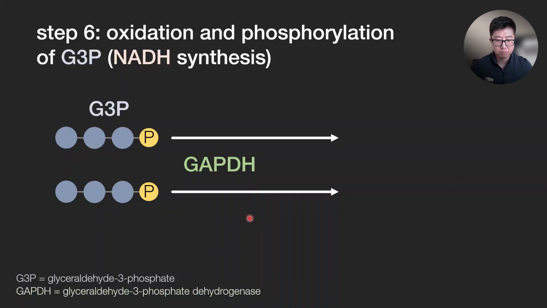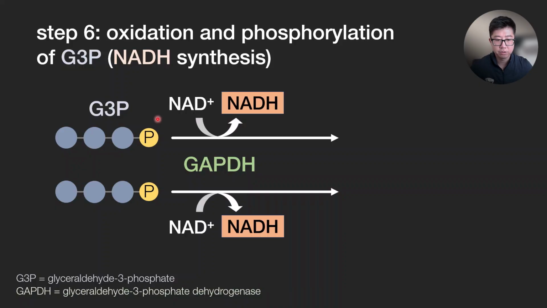So let's break this down in parts. The first part is oxidation, where G3P becomes oxidized. And what do I mean by that? Well, G3P loses electrons, but those electrons have to go somewhere, so they're accepted by these electron carriers called NAD+. In doing so, NAD+ receives those electrons and becomes reduced, forming NADH. And since there are two molecules of G3P, this produces a total of two NADH molecules.